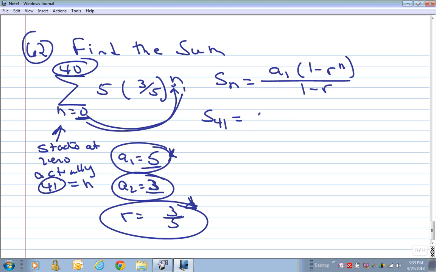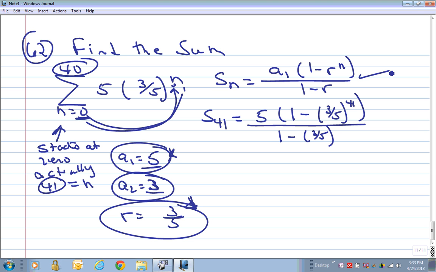So a sub 1 was 5. We have 1 minus the ratio of 3/5, and 3/5 is raised to the n power, which is 41, all over 1 minus 3/5. Now, this is a little bit of a calculator situation. On your test, everything that you see on the screen right now, you would need to write on your test. I need to see the substitution into the formula. You can write the formula once on your test if you want, or have it on your note card and not need to write it down, but I do need to see the substitution right here.